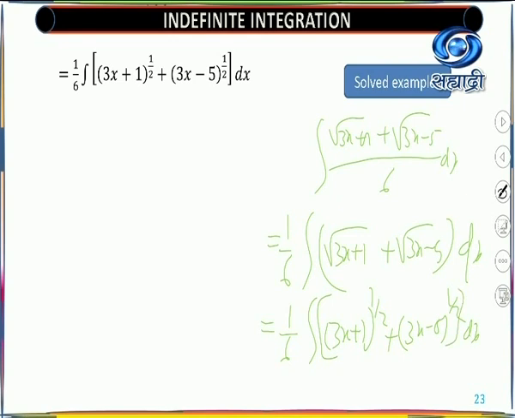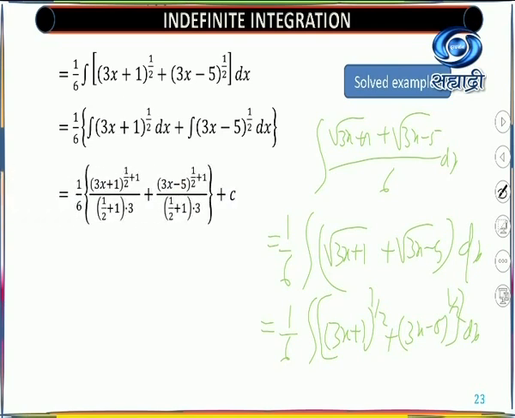Now, you separate out the integral. So, by separation, what will you get? You will get 1 upon 6 outside the curly bracket because it is multiplied to both the terms. If you write only 1 upon 6 with the first term, you are multiplying only the first term, but here the 6 is in the denominator of both the terms. So I will write this as 1 upon 6 times the integral of (3x plus 1) raised to half dx plus the integral of (3x minus 5) raised to half dx.